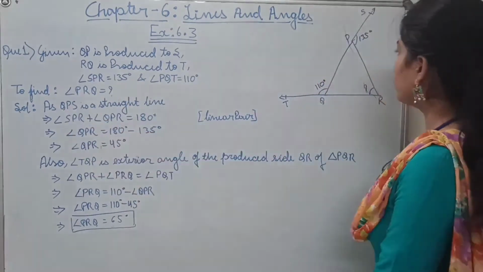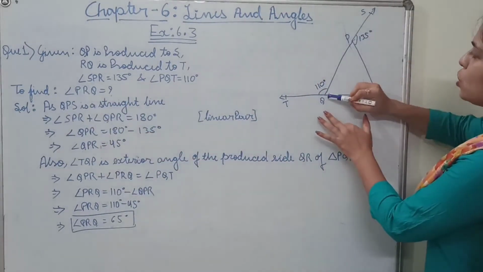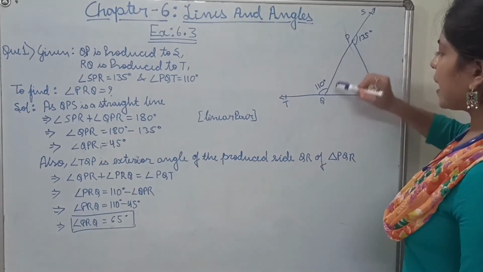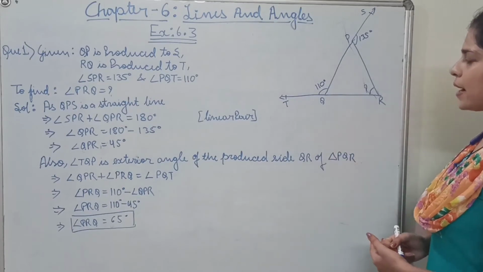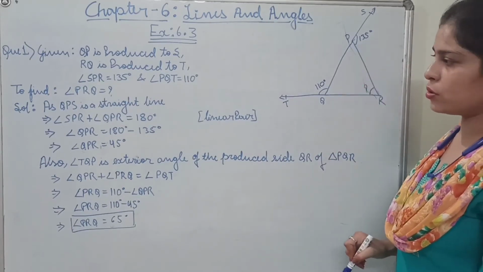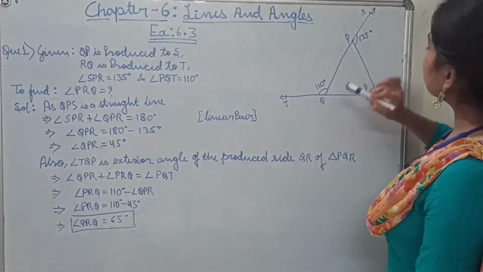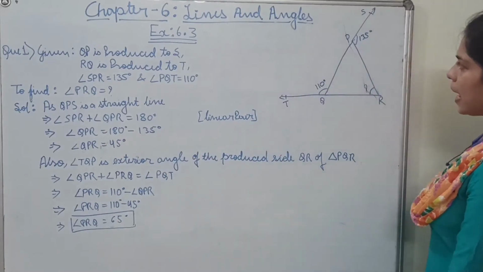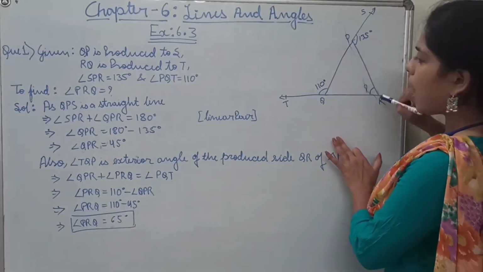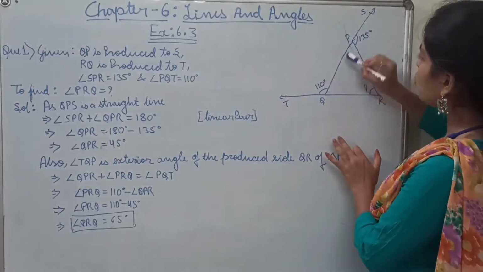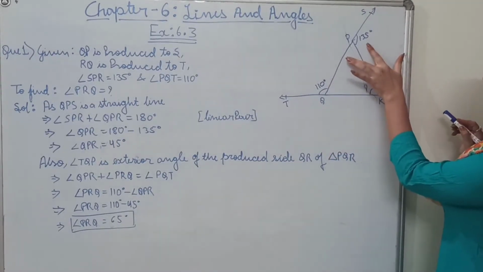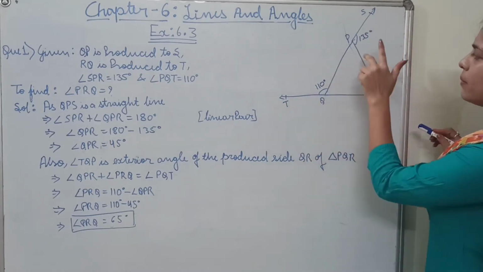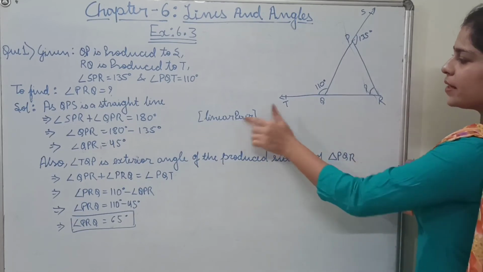As QPS and RQT both are straight lines, using either straight line and applying the linear pair of angles, we can find this angle also and this angle also. So we are taking here line QPS. As QPS is a straight line, angle SPR and angle QPR are adjacent angles on the straight line SPQ, so their sum will be 180 degrees by linear pair of angles.